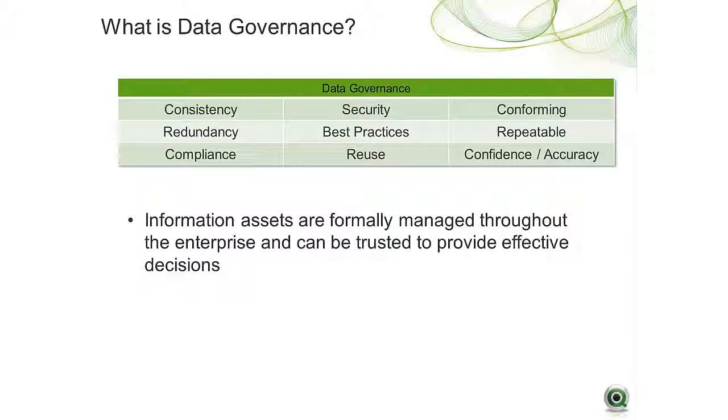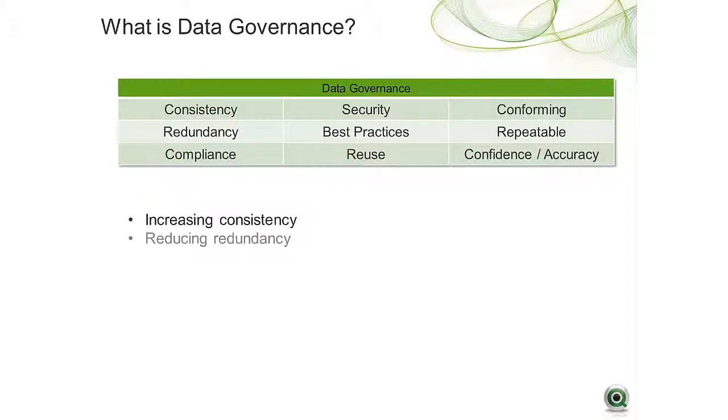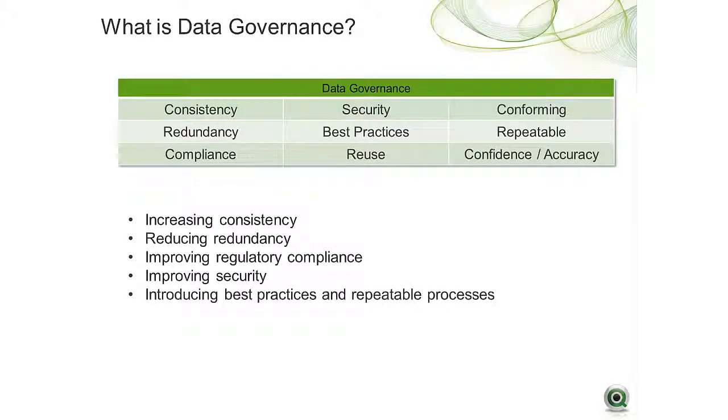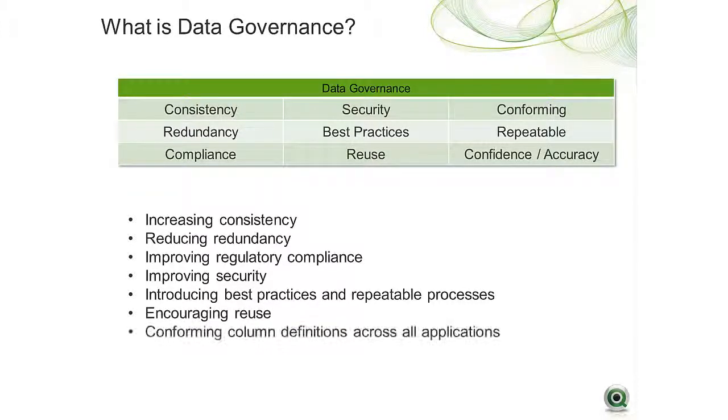Some of the goals of applying data governance practices include increasing consistency, reducing redundancy, improving regulatory compliance, improving security, introducing best practices and repeatable processes, encouraging reuse, conforming column definitions across all applications, and improving overall data confidence and accuracy.